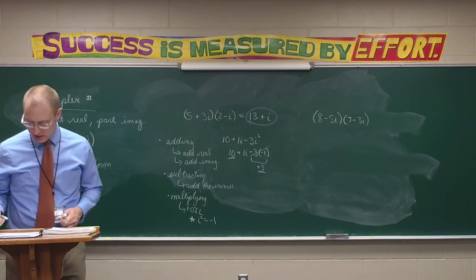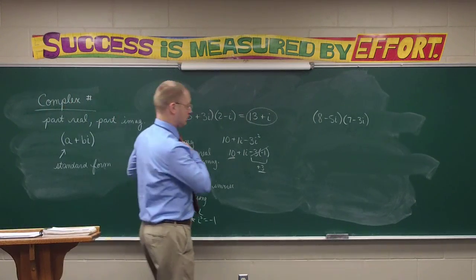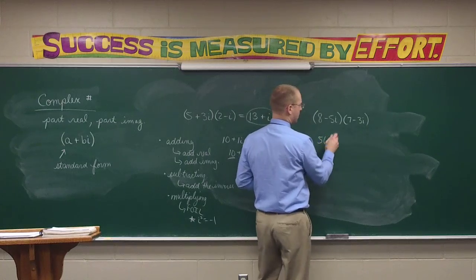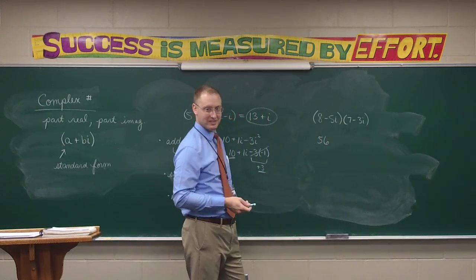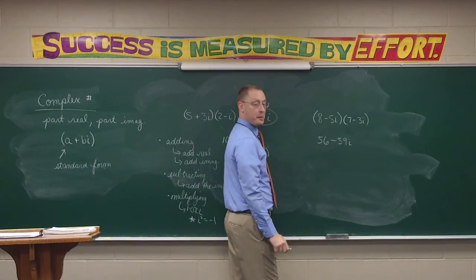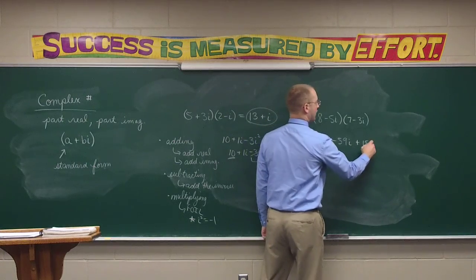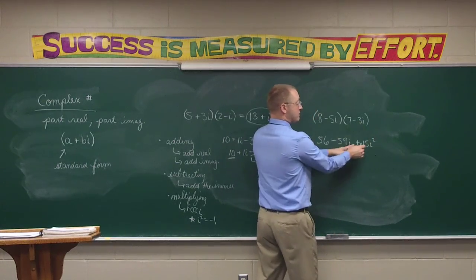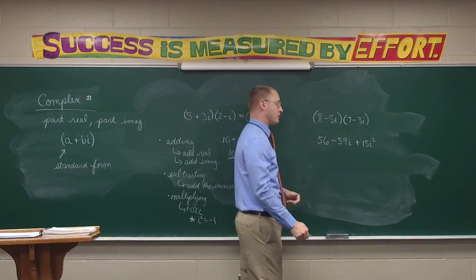What do we get when we do our initial FOIL here, Jamie? 56. Negative 59i. Then positive 15 i squared. Good job with the signs there. Negative times negative does give you that positive. Good job with the outer inner. Negative 24, negative 35 is the negative 59i.